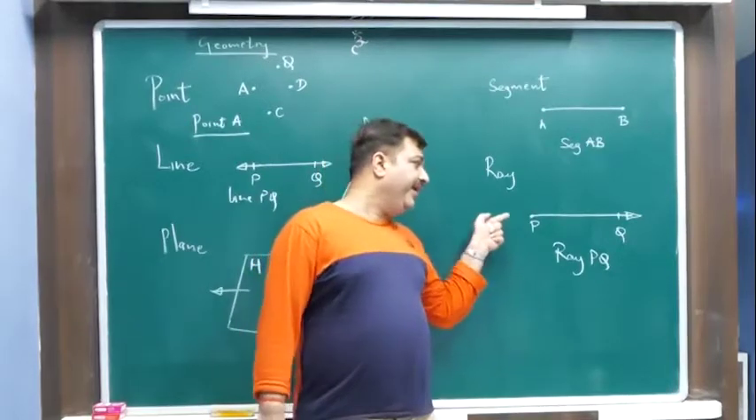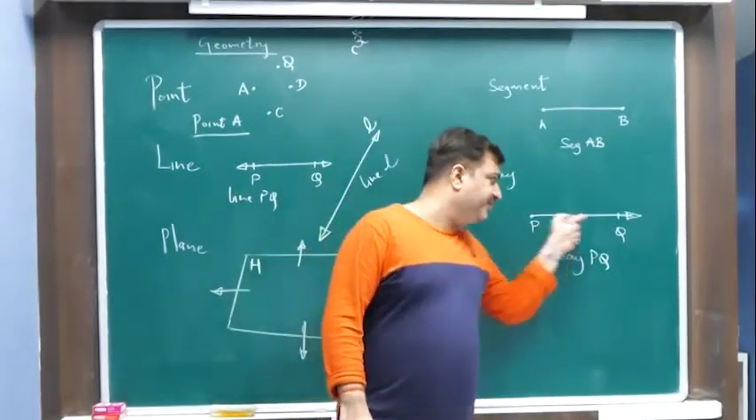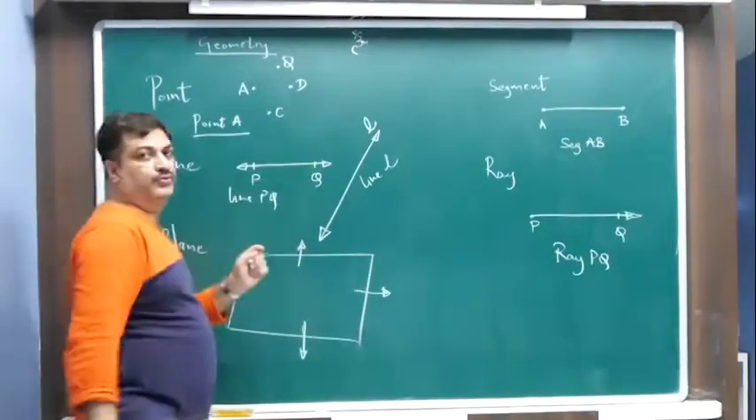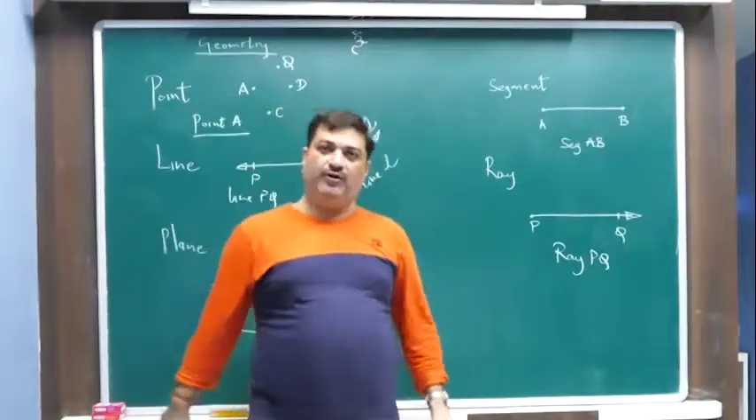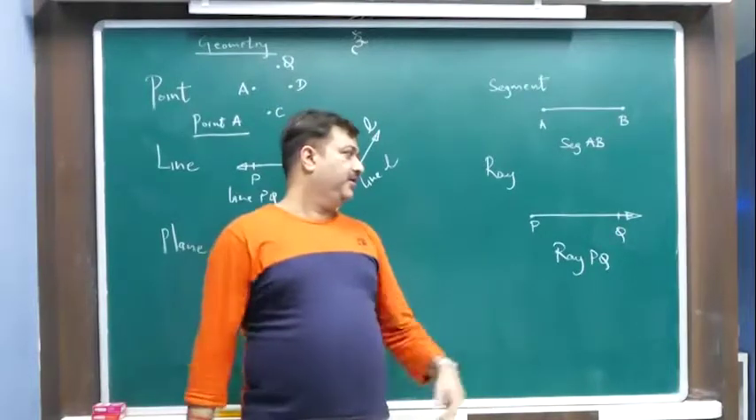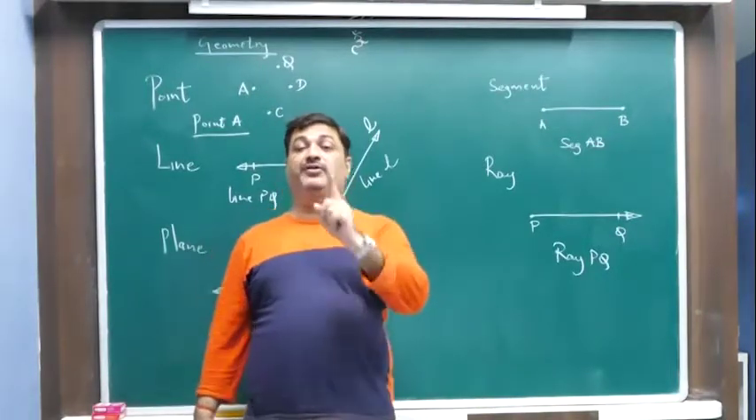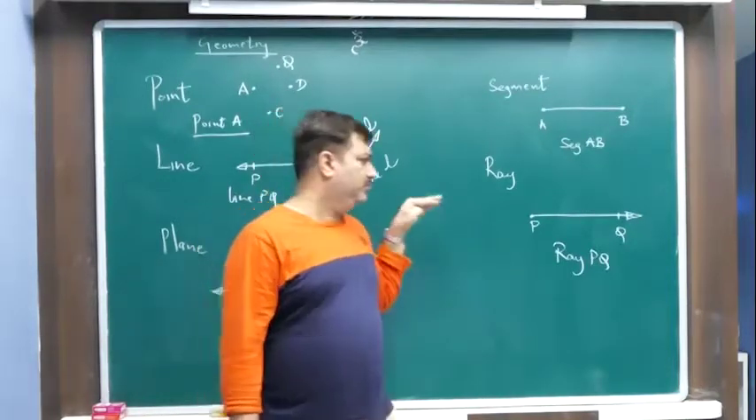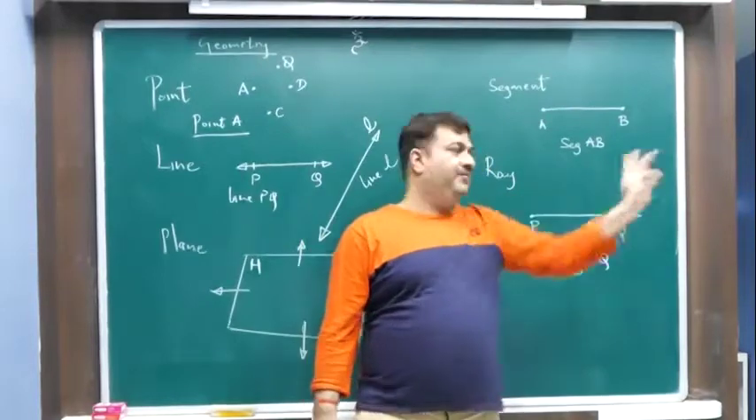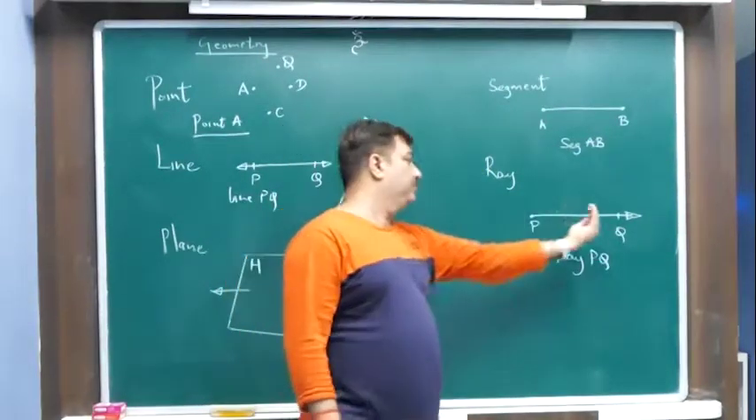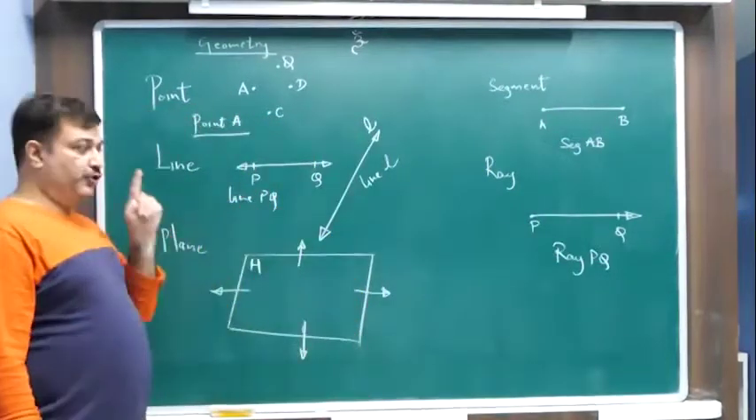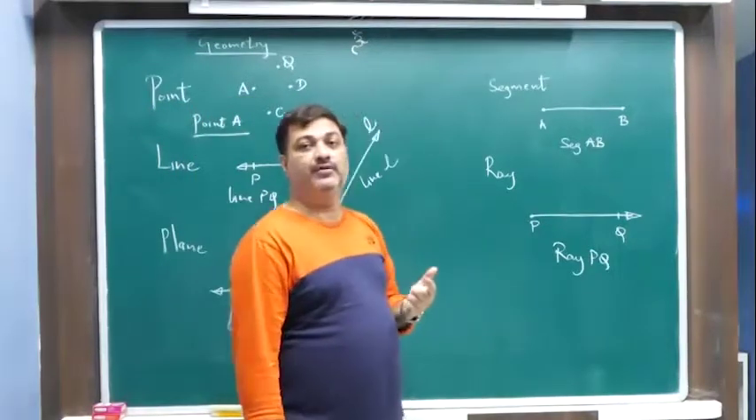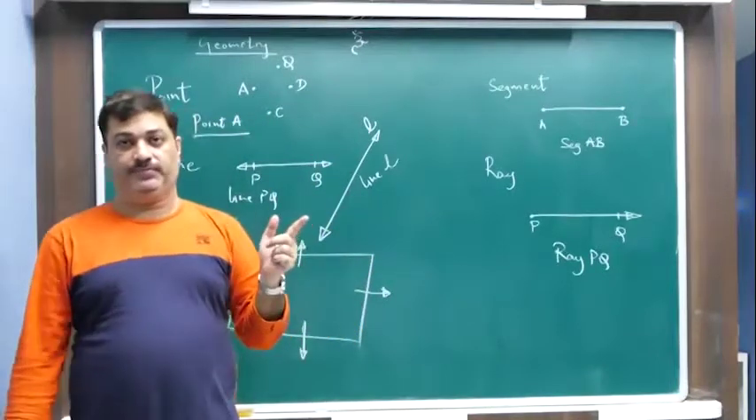If you write Q here and P here, then the starting point becomes Q. So a ray has a fixed direction. A line does not have a fixed direction. It goes here also, here also. A segment does not have any direction at all. A ray has got a particular direction. Which direction is this ray going? This direction. If the arrow is in this direction, it means it is going this way. So the arrow represents the direction in which the ray is moving, or flowing, or going. Is that clear?